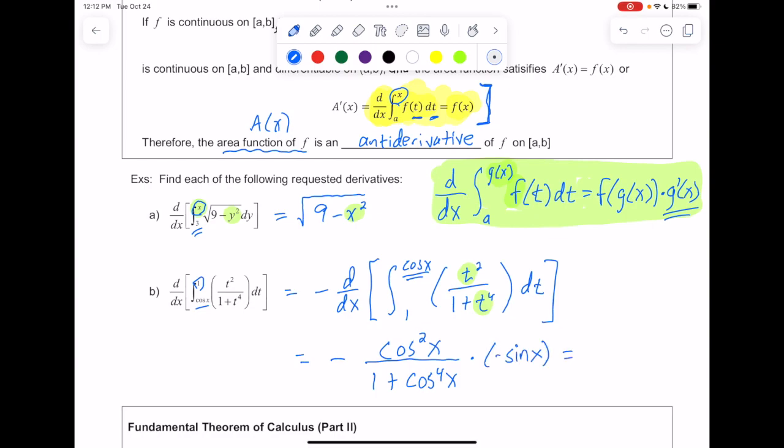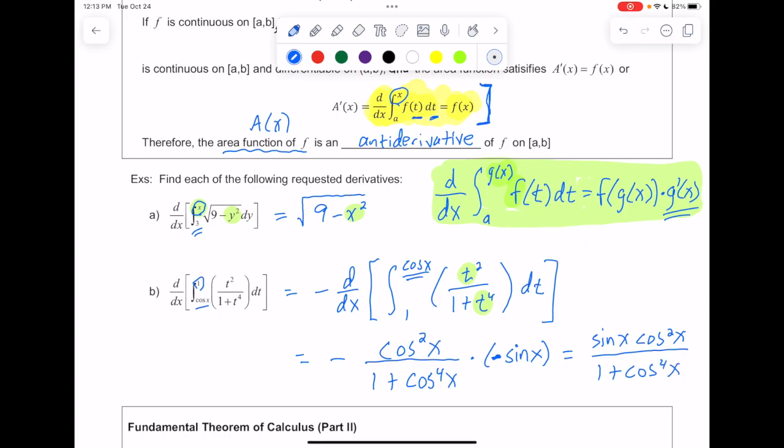So just one little bit of simplification. We have this negative on the sine and the negative out front. Those two would cancel. And we can just write our numerator as sine x times cosine squared x, and then put all of that over 1 plus cosine to the fourth of x.